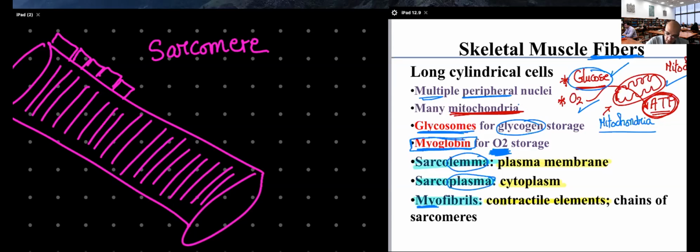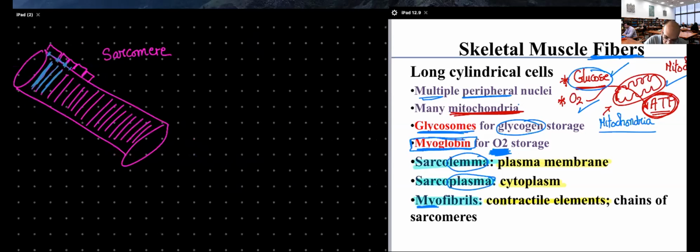So again, what is the sarcomere? Sarcomere is simply this distance, which will have only one striation. This distance on here is another sarcomere, has one striation in it. This distance here has one striation. What is the sarcomere by definition? It is the contractile unit of the skeletal muscle cell.